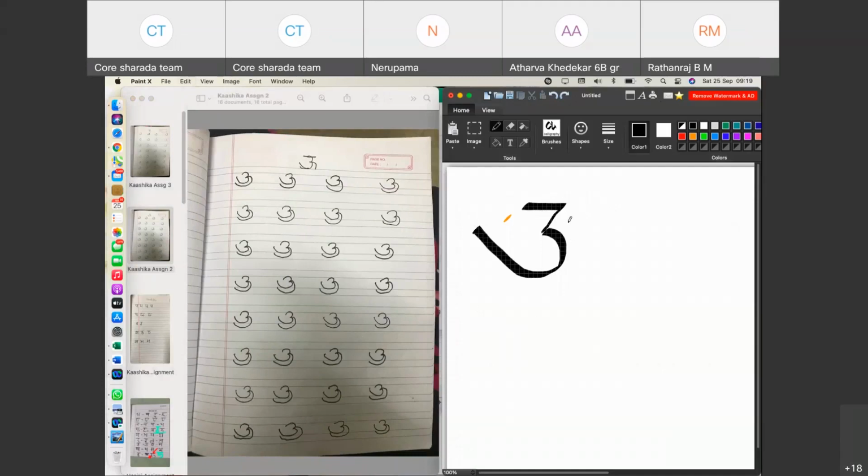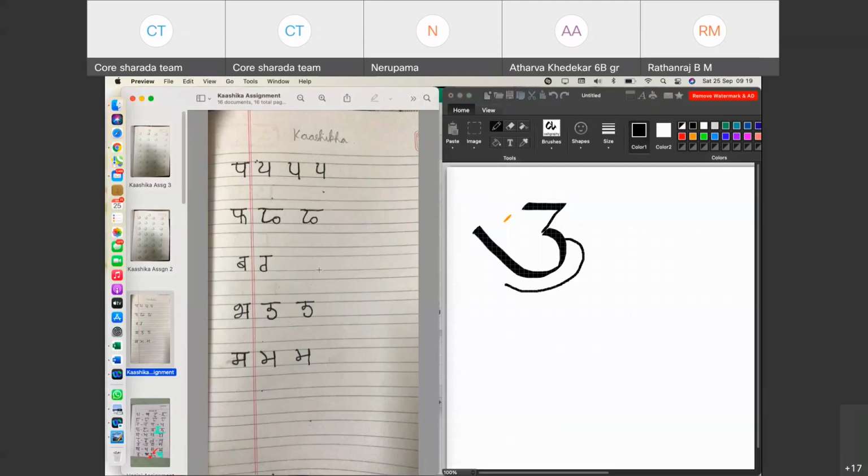The tail that you put doesn't start from the middle. It doesn't start here. It starts slightly away from the middle portion or the connecting portion. So this tail has to come a little down, not here, but slightly down, and it has to be made on the belly part or the roundish part of the bottom curve. So this is for U, the dirgha U, as you say.